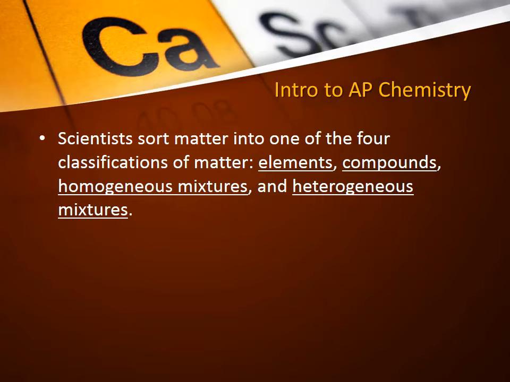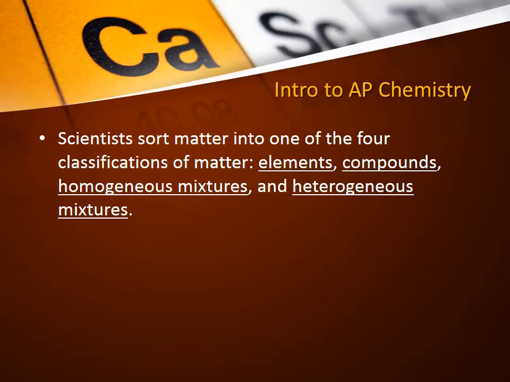Scientists sort matter not only into the three states, but into one of four classifications of matter, meaning anything you look at is one of these four things. It is either a pure element, it is a compound, it is a homogeneous mixture, or it is a heterogeneous mixture. Most things you see are going to be some kind of mixture, but we're still going to talk about the other two.